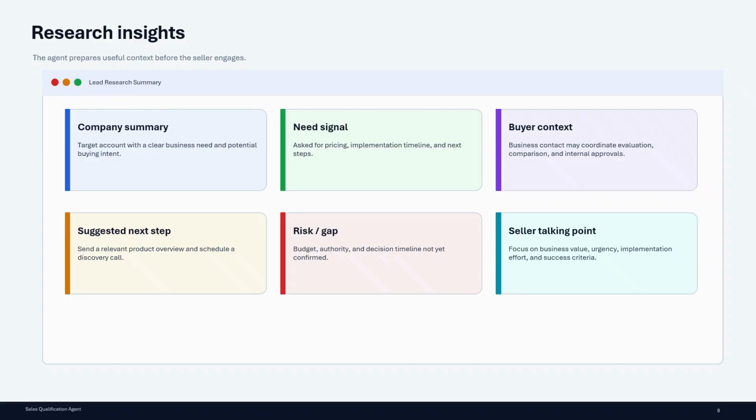That shows possible buying interest. The agent also highlights gaps such as budget, authority, and decision timeline not being confirmed yet. This gives the seller a practical starting point for the conversation.